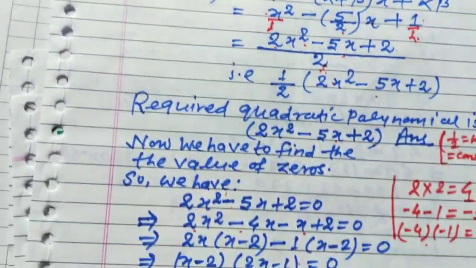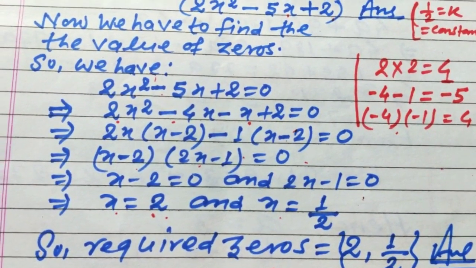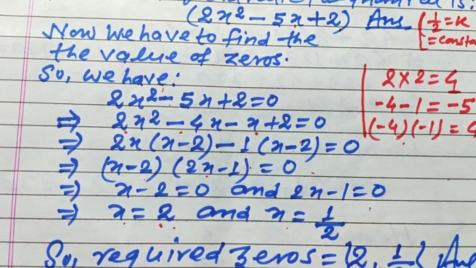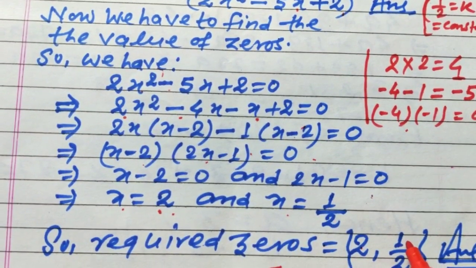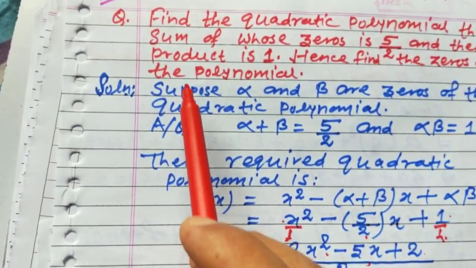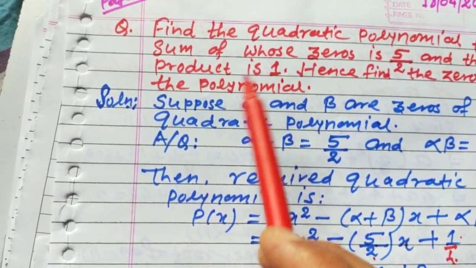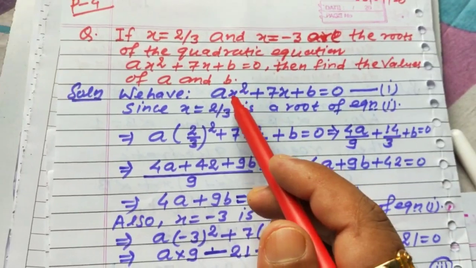You can add it, it will be equal to 5 by 2, and if we multiply it, the product will be equal to 1. 2 and 2 will be cancelled, then 1 will be left. So product is, as you can see in the question, product is equal to 1. Now let us see another question.